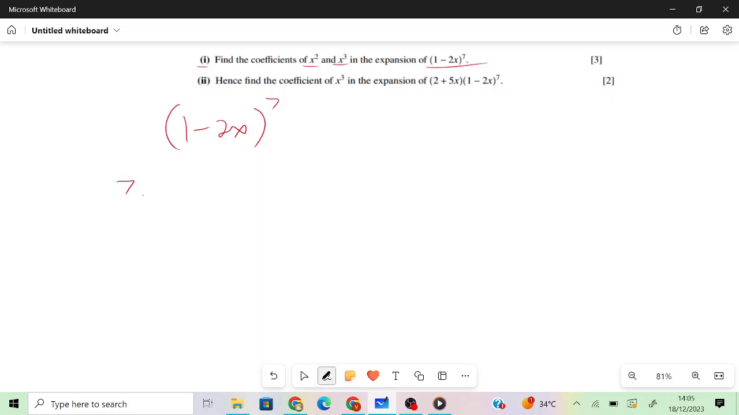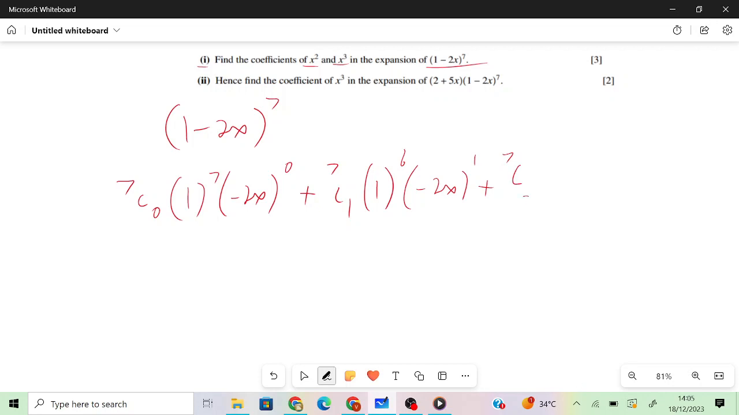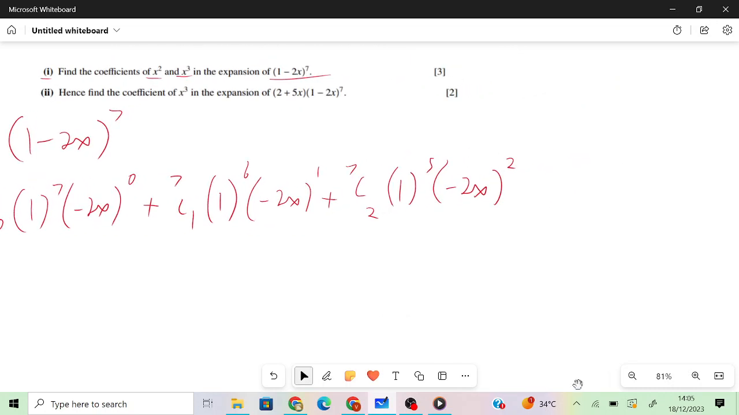To begin with, again, I would do 7 combination 0, always do combination 0 first, into 1 to the power 7, into minus 2x to the power 0, plus 7 combination 1, into 1 to the power 6, into minus 2x to the power 1, plus 7 combination 2, into 1 to the power 5, into minus 2x to the power 2, and we would also have plus 7 combination 3 into 1 to the power 4 into minus 2x to the power 3, and I can stop here because I know this power will give me an x cubed because the x is being raised to the power of 3.